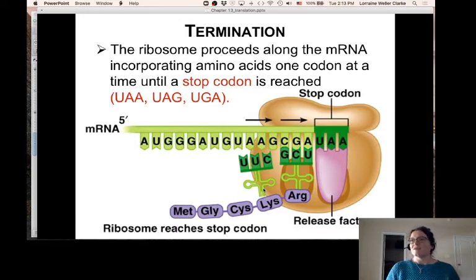Termination is one of the things I wanted to talk about. The ribosome proceeds along the mRNA one codon at a time until a stop codon is reached. No matter when this is reached, that's the end of the translation. It's not going to go back and retranslate it, okay?